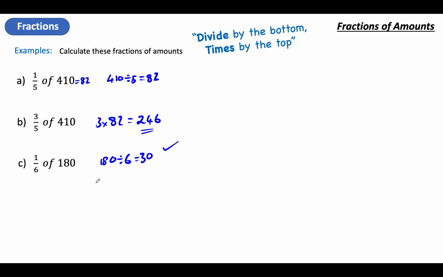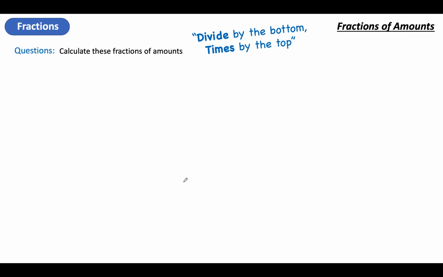But I don't want 1/6. My next question says I want 4/6. So I times by that top number. I times by the 4. I want 4 lots of 30, which is 120. Okay? So divide by the bottom, times by the top.